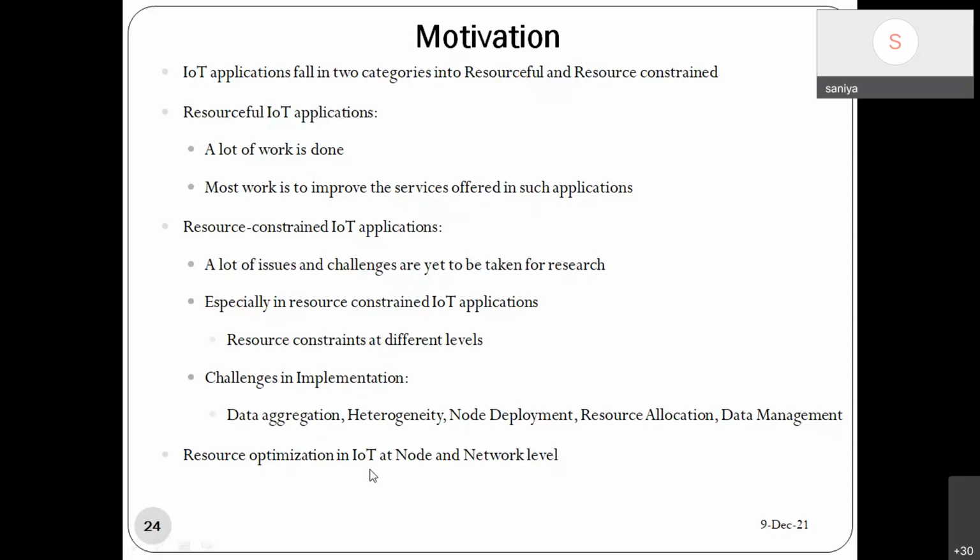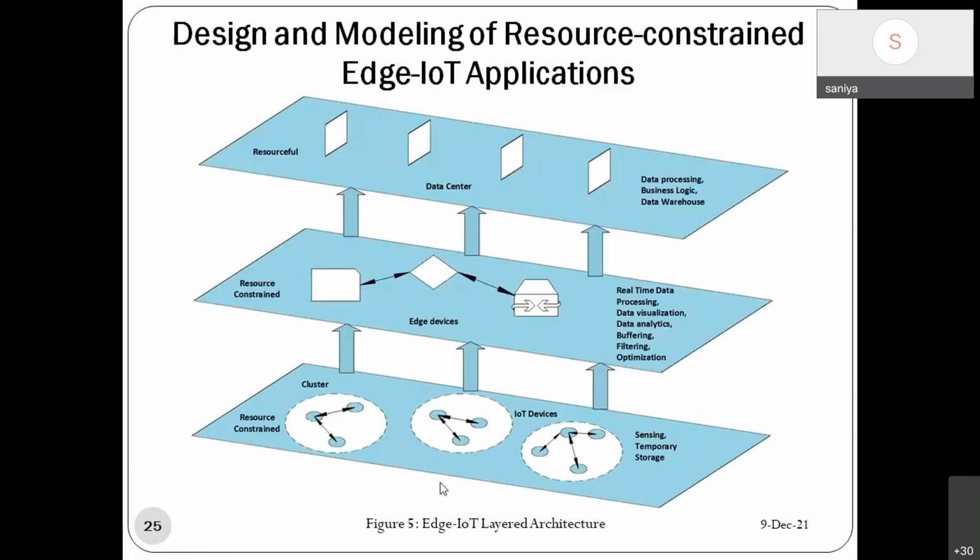Like how we are going to deploy these nodes, how we are going to allocate the resources, and how we are going to manage the resources. So there is a need for resource optimization in IoT at the node and the network level. Now I'm going to talk about the design, how you can do the design and modeling of such applications.